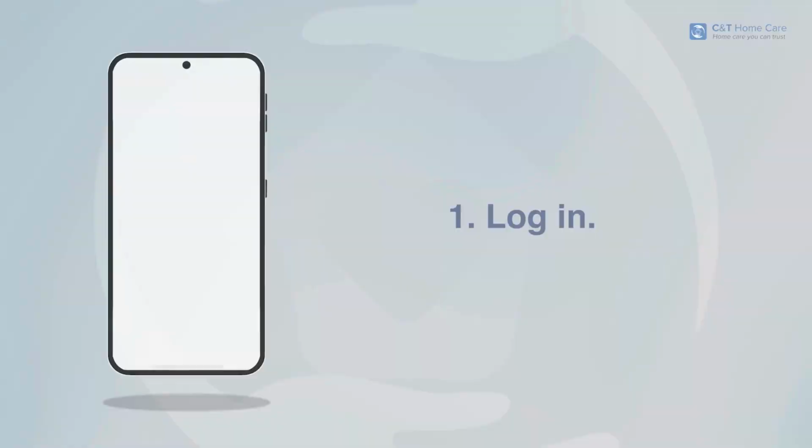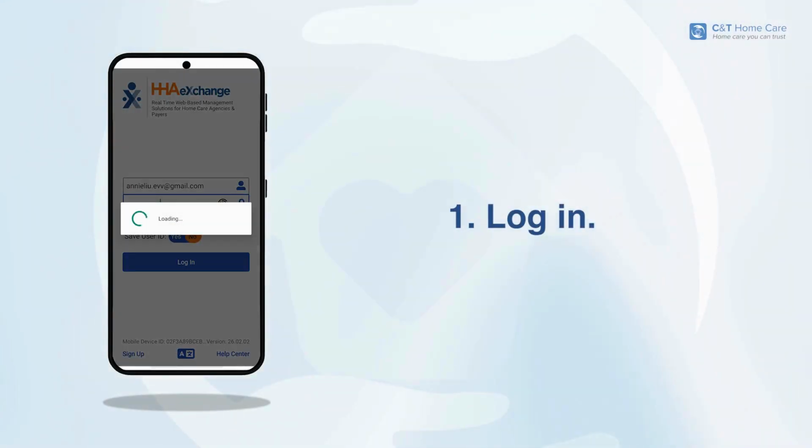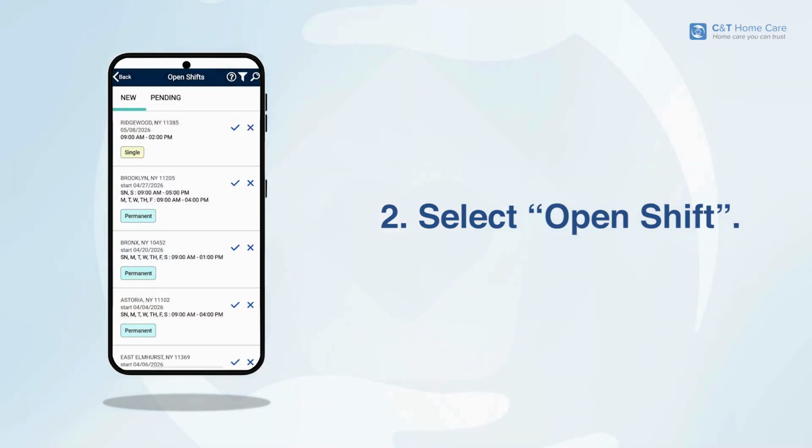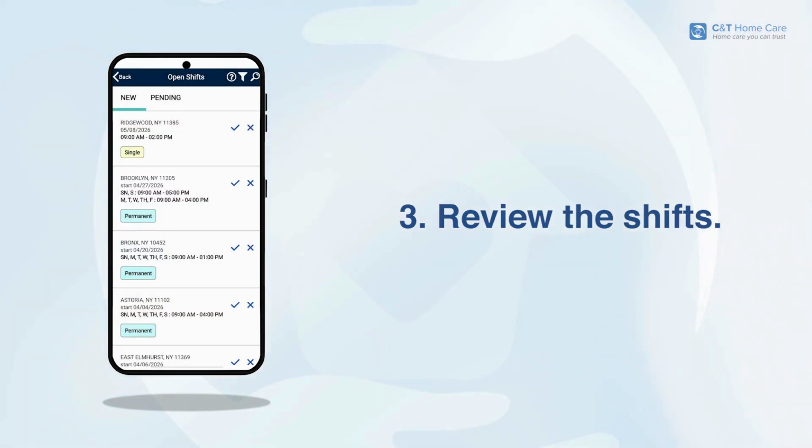To accept open shifts using HHAeXchange, start by logging into your account. Once you're in, navigate to the Open Shift section. Here you'll see a list of available cases. Each case includes important details like the location, date, and day.